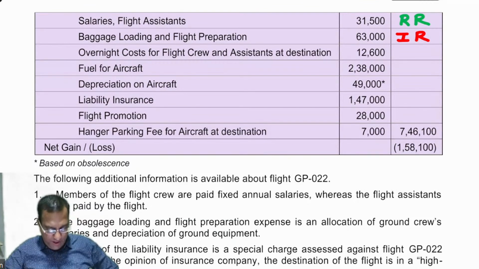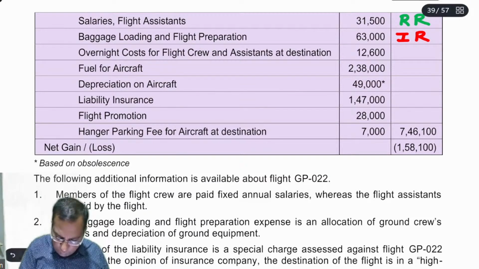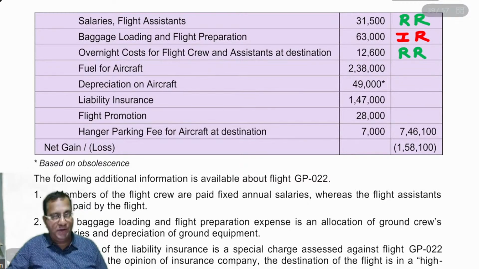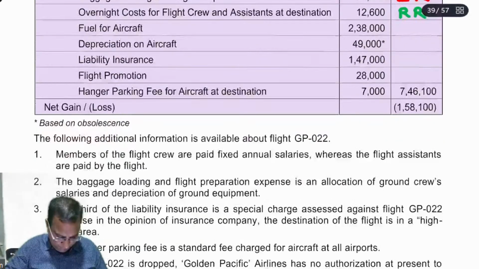Overnight cost for flight crew and assistant at destination. Since we will not take off the flight, therefore there is no need for the cost that will be incurred in the hotel premises to accommodate our flight crew member and the assistant. So therefore this outflow will also be avoided. So it will be a relevant revenue for us. Outflow avoided. Okay. No point is given regarding the fuel.